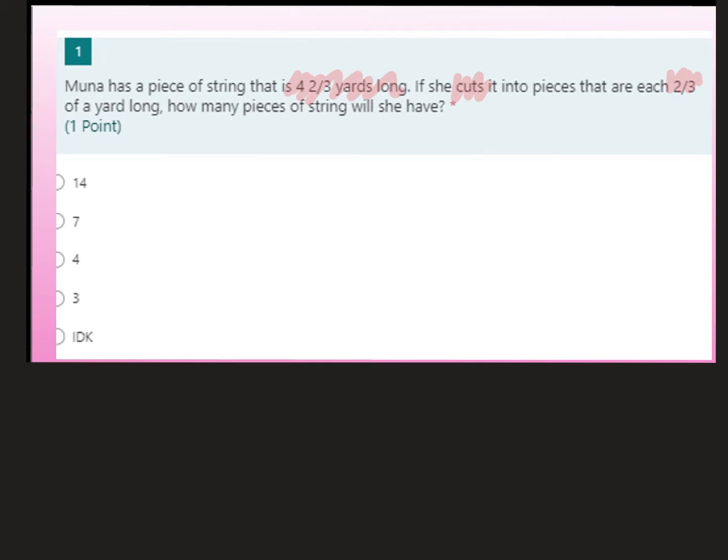So my division problem is 4 2/3 yards. That's how much she started with. She's dividing it or splitting it or cutting it up into 2/3 pieces. So 4 2/3 divided by 2/3 would be my division problem.